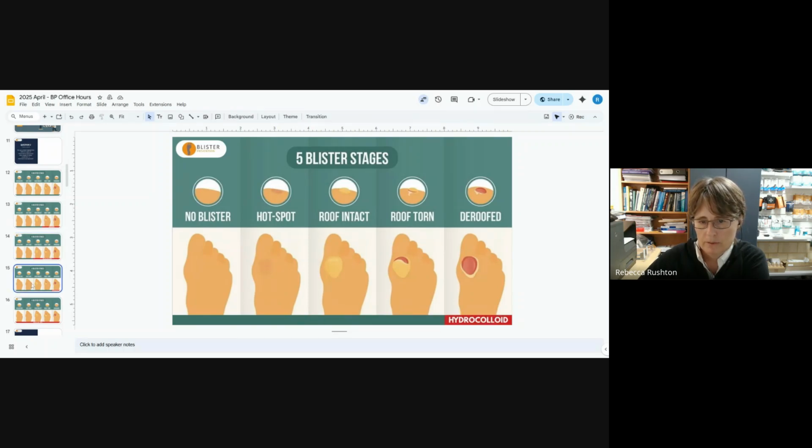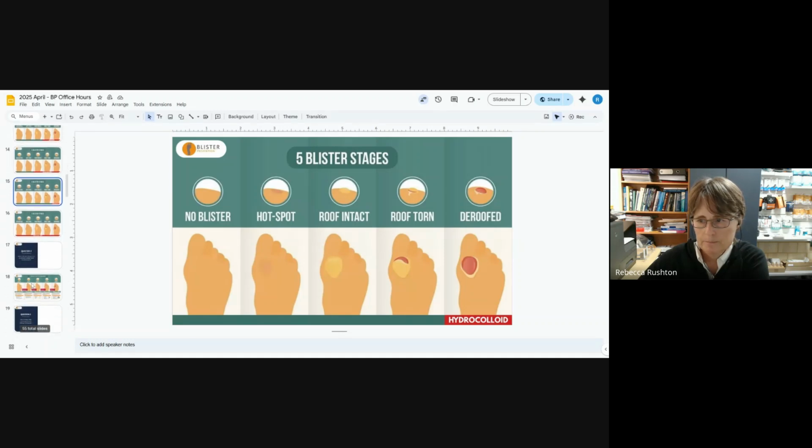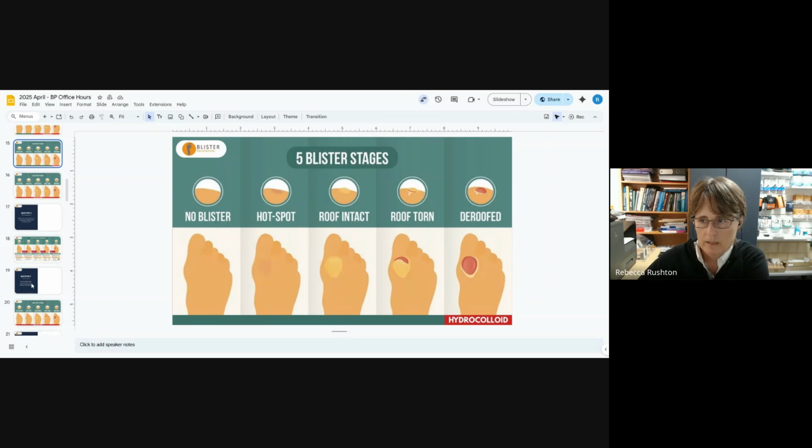Alternatively, for a de-roofed blister, you can use a hydrocolloid. I just spent some time at a pharmacy conference and was educating them around when not to recommend hydrocolloids. Do not use hydrocolloids on stage 3 and 4, because what happens is it sticks like glue to the blister roof, and as you peel that hydrocolloid off, it rips the whole blister roof off with it. And really, hydrocolloids are no more effective than tape at preventing blisters. So hydrocolloids really should only be used for de-roofed blisters.